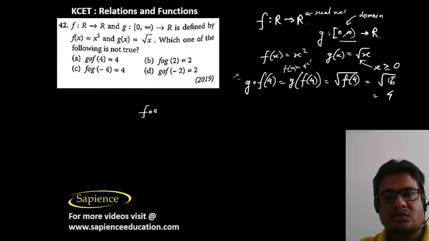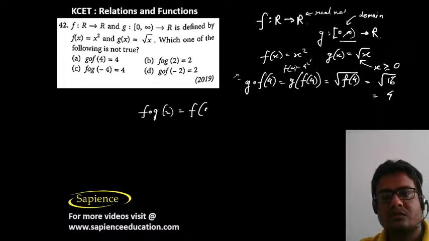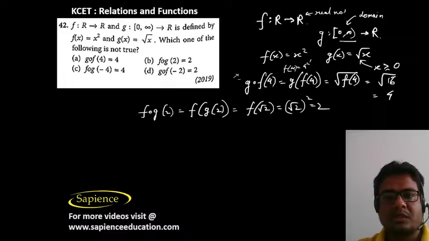Now f of g of 2. g of 2 is root 2, so that is f of root 2, which is root 2 whole square, equal to 2. So B is true, therefore B is not the correct option.